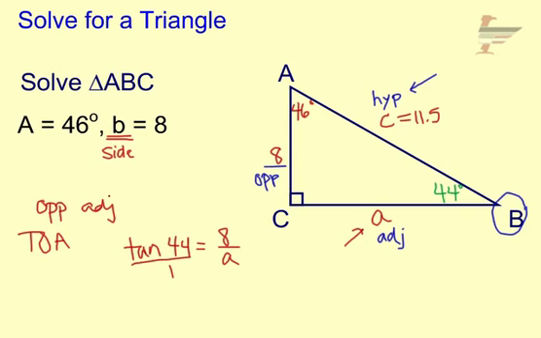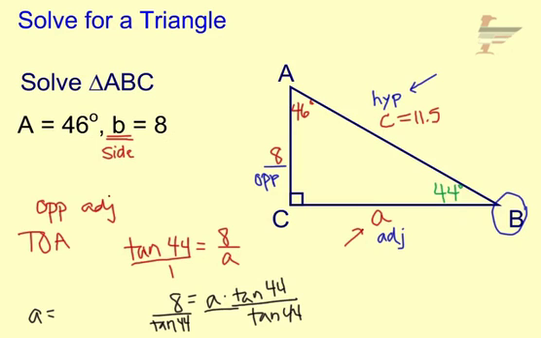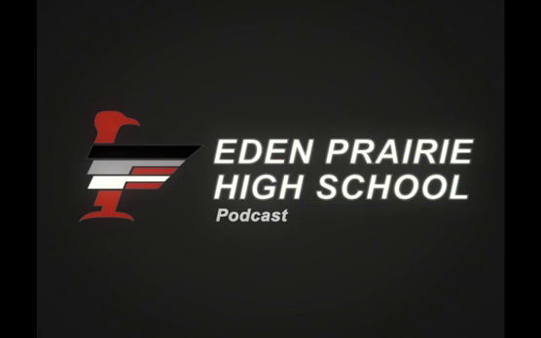Now let's make this a fraction so we can cross multiply. We have 8 equals A times tangent of 44. Divide both sides by tangent of 44. Again, you want to make sure you are in degrees, and then we get side A to equal 8.3. So now we have solved for the entire triangle. We know all three angles and all three sides.